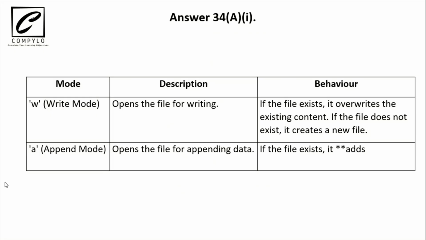The first part of question 34a says, differentiate between W and A file modes in Python. Although we have a couple more differences, since it's a 2 mark question, we have mentioned only 2 differences. If we talk about write mode, it opens the file for writing, and if the file exists, it overwrites the existing content. If the file does not exist, it creates a new file. When it comes to append mode, it opens the file for appending data. And if the file exists, it adds the required data.